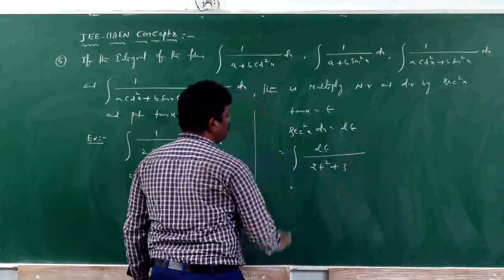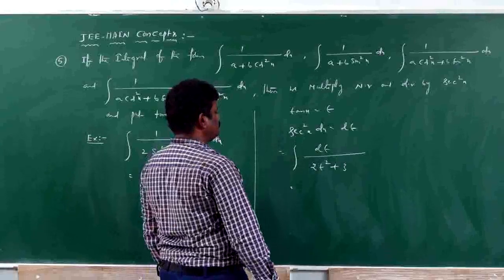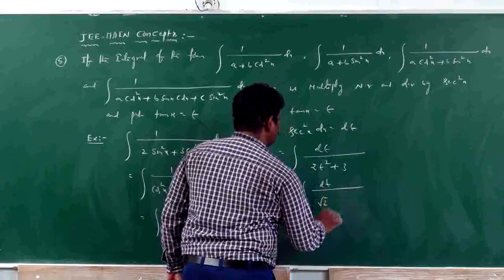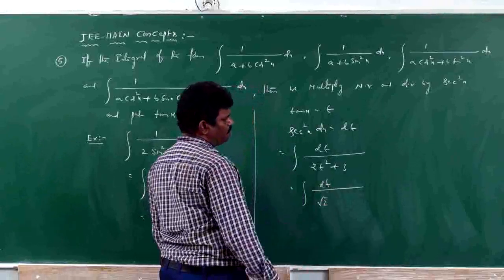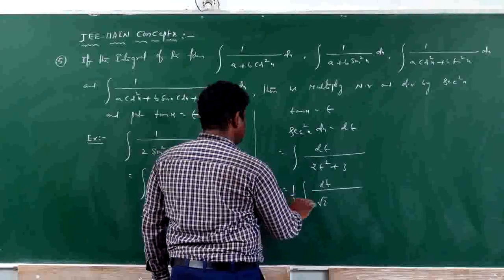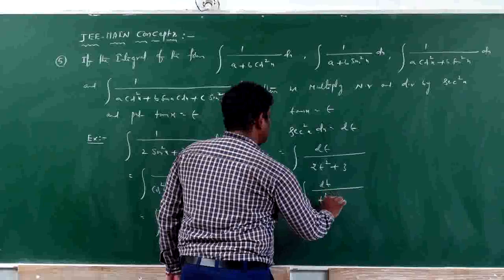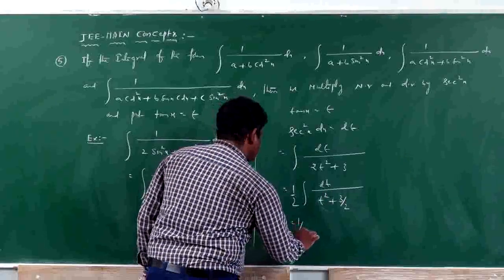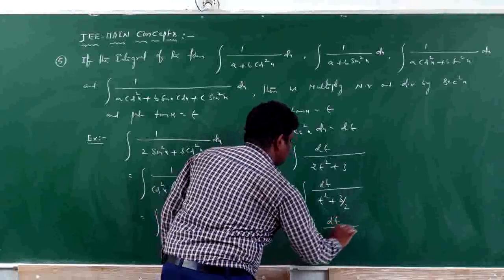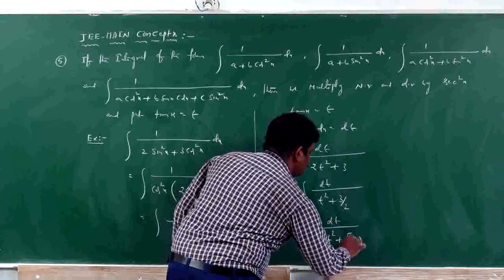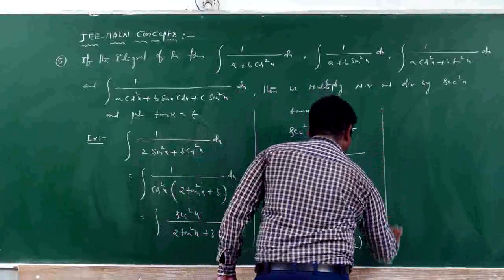Now this value, if you are simplifying, means this value: integral dt by this value, root 2 into t, or 2 common. If you take 2 common, no problem. So if you take 2 common, it means 1 by 2 into this value, how much? t square plus 3 by 2. Okay? Next step, what we have done: 1 by 2 into integral dt by this value, t square plus square root of 3 by 2 whole square.